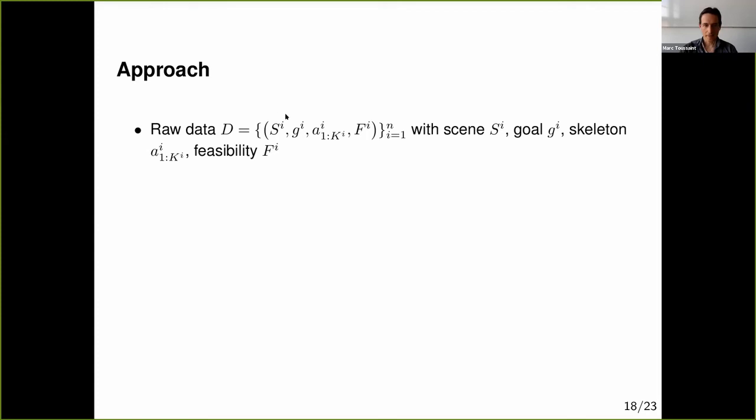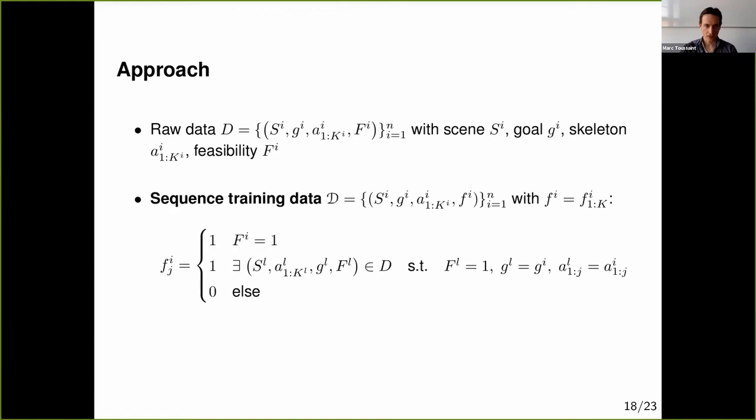We get data about a certain scene, and for a given goal, if you tried executing that sequence of actions, which in our case is the skeleton that I described before, did the mathematical program end up feasible? Did it actually find a path? We do this for many, many scenes, many different goals, and many action sequences. All of this data is generated during tree search of the original planner, but we also vary scenes and goals a lot. So that's the raw data that we collect by solving many, many planning problems offline.